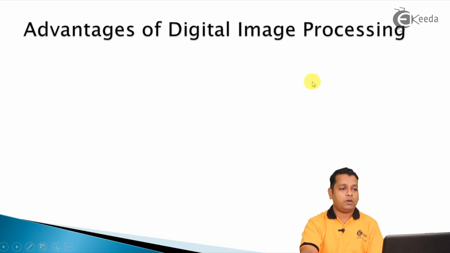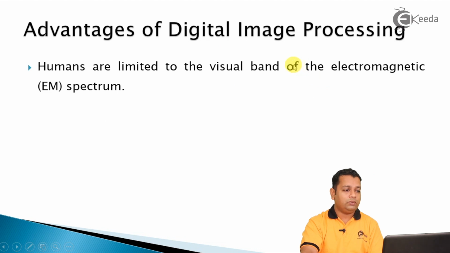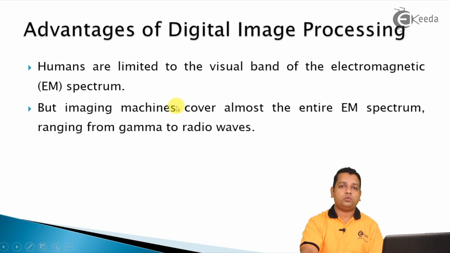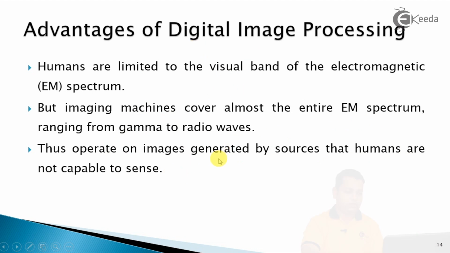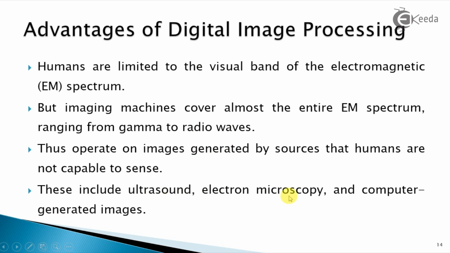Now what are the advantages offered by digital image processing? As we know, human beings are limited to the visual band of the electromagnetic spectrum, but with machines, the digital computers, the imaging machines cover almost the entire EM spectrum, ranging from gamma waves to radio waves. Thus we can operate on images generated by sources that humans are not capable of sensing, such as ultrasound, electron microscopy and computer generated images. Hence I can conclude that the advantage of digital image processing is to have more information that human beings are not directly related to.